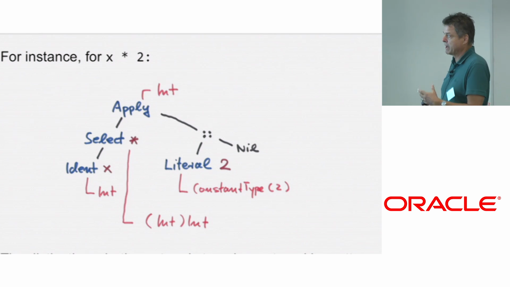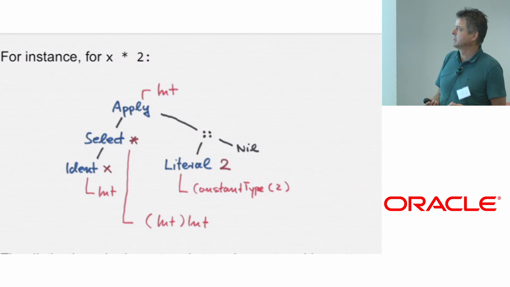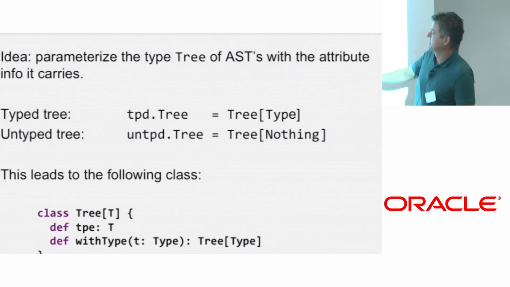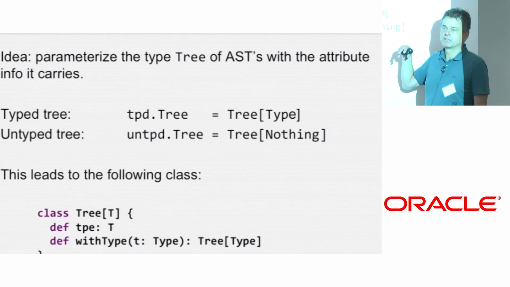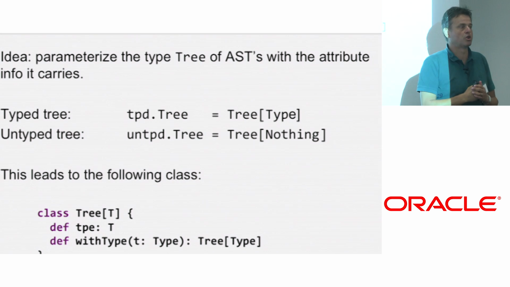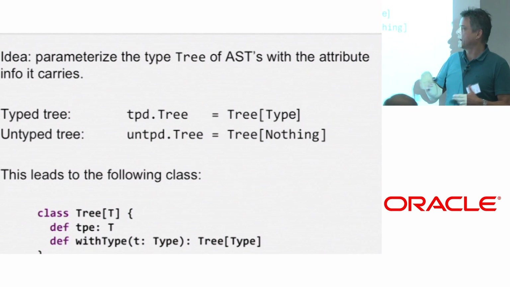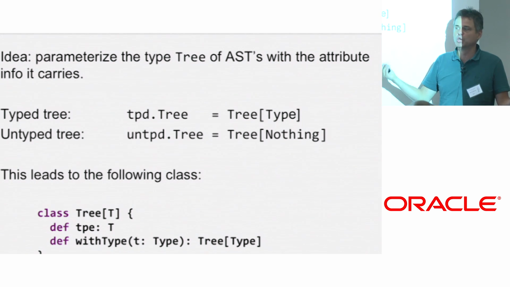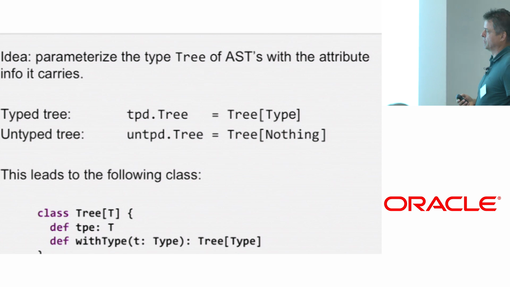So in dsc, we made an effort to actually distinguish typed from untyped trees in the type of the tree itself. So what we did here is we said, well, let's give a type parameter to the tree type. And the type parameter tells you what kind of attribute it holds. So a typed tree holds a type, so it's a tree of type. An untyped tree holds nothing, so it's a tree of nothing. So we have this very cute Nothing type, which is the bottom type, which says, well, there's nothing there. If you try to get anything, you get an exception or non-termination or whatever.